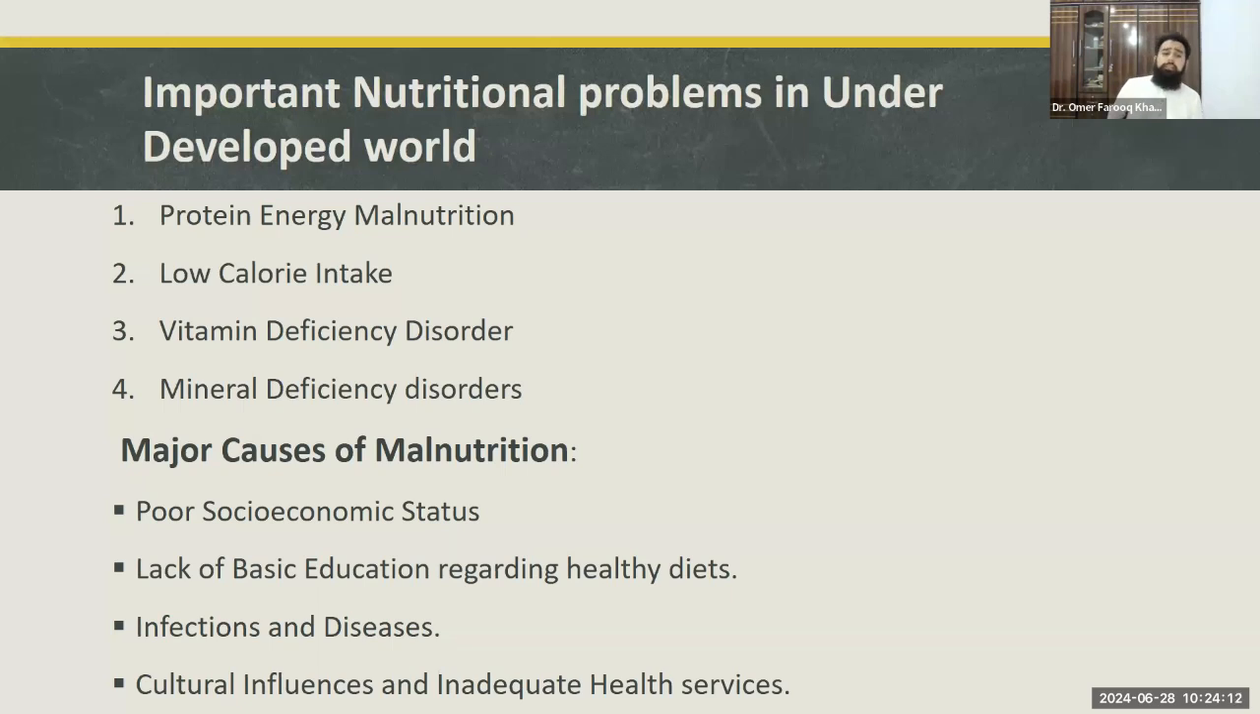Then there are some cultural influences and inadequate health services as well. Some cultures do not allow people to take meat products or animal products, so they are vegans. These people also have some mineral deficiencies and protein deficiencies, and there are also inadequate health services in the majority of the underdeveloped world, which also result in malnutrition problems.